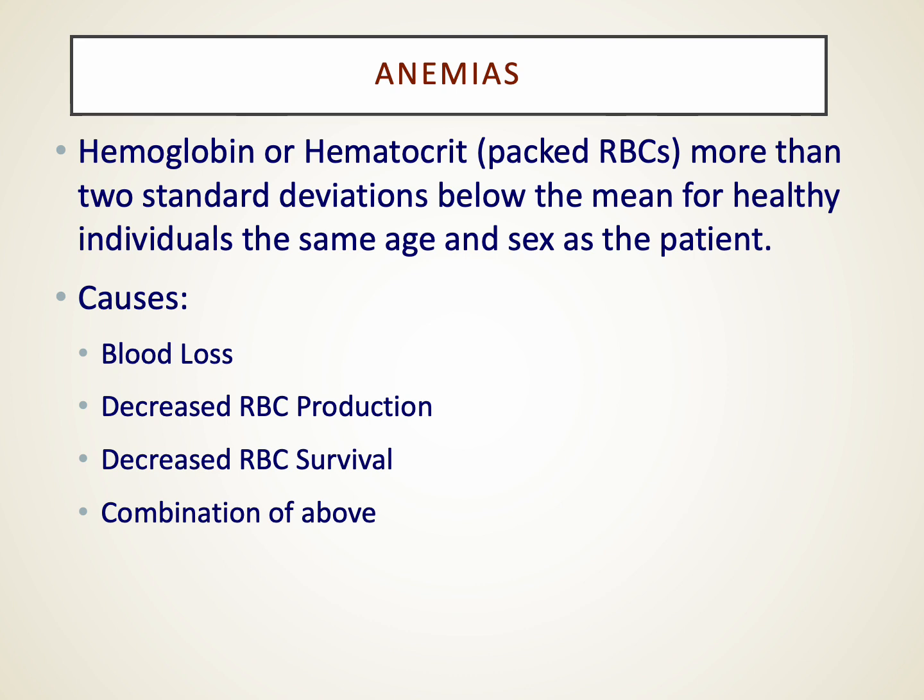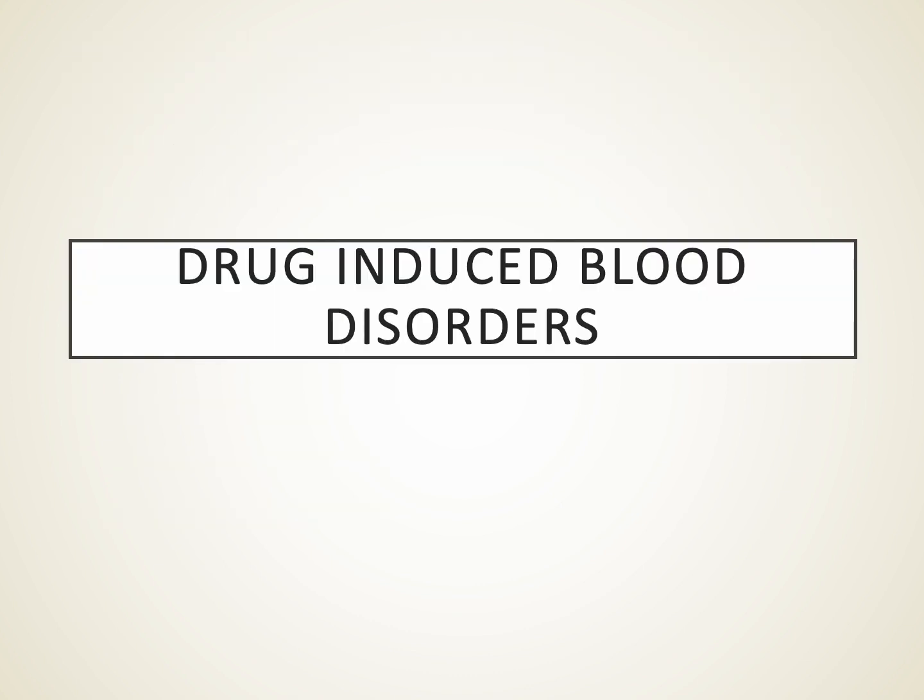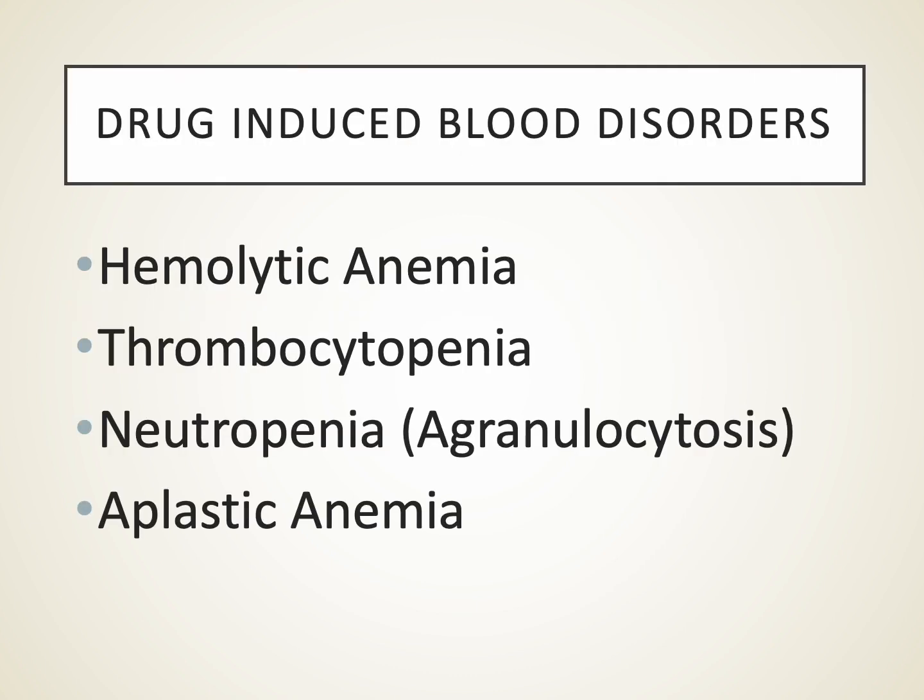So whenever you get someone with anemia, you really want to do an appropriate workup to figure out what's going on and why. So let's quickly look at some drug-induced blood disorders, specifically not so much hepatic, but blood disorders. And these are lifted right from summer slides. We talked about these already, so I'll go through these quickly. We have hemolytic anemias, thrombocytopenias, neutropenias, and aplastic anemia.